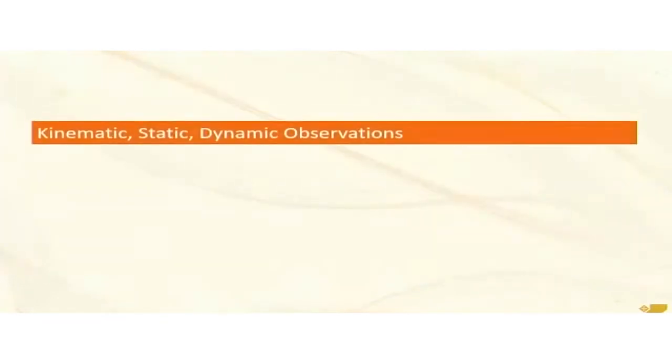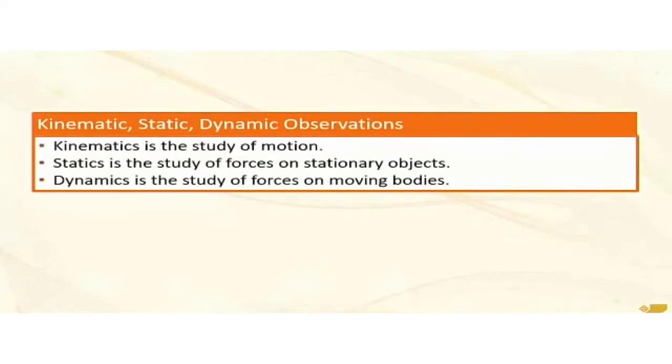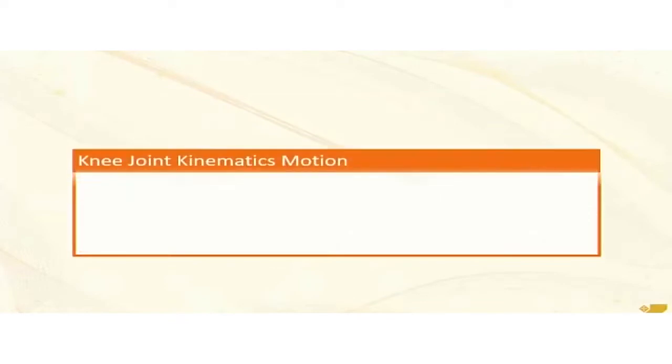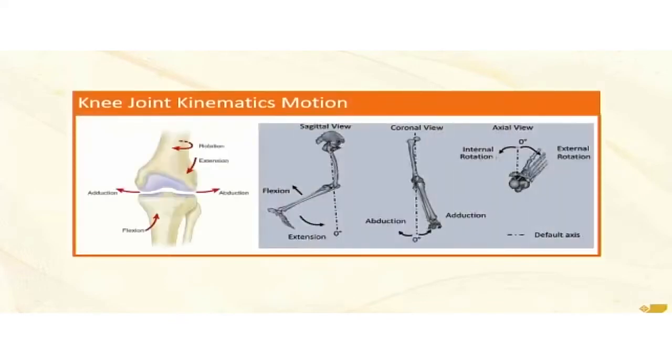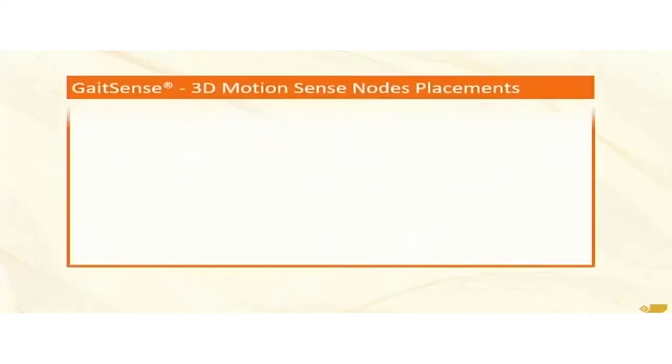So with this methodology, we try to find out kinematic, which is a study of motion, static, which is a study of the forces of stationary objects, and dynamic, which is the study of forces of moving bodies. So what happens when we learn about the kinematic motions? There are different planes where you can see sagittal, coronal, and axial view, where you can find out what is happening pre and post to the operative osteotomy.